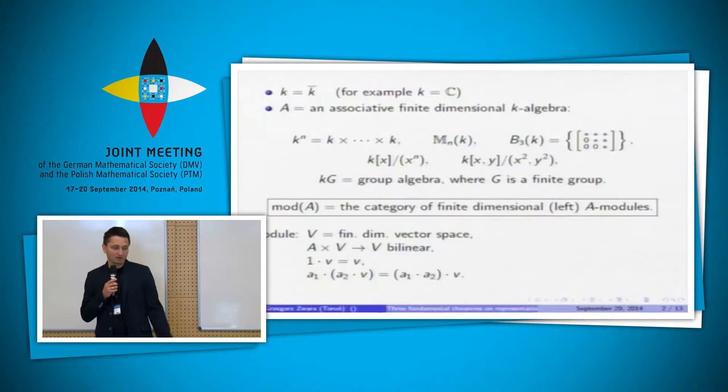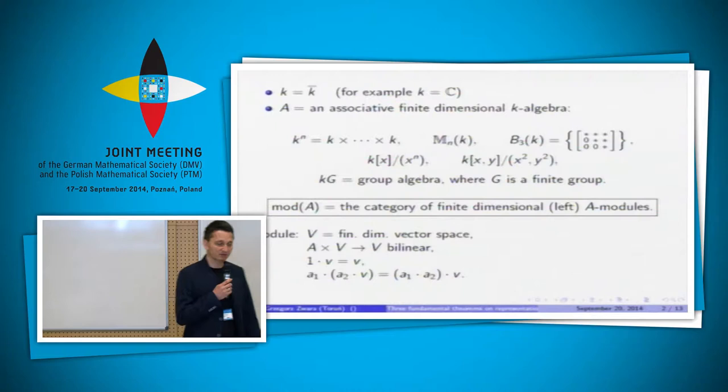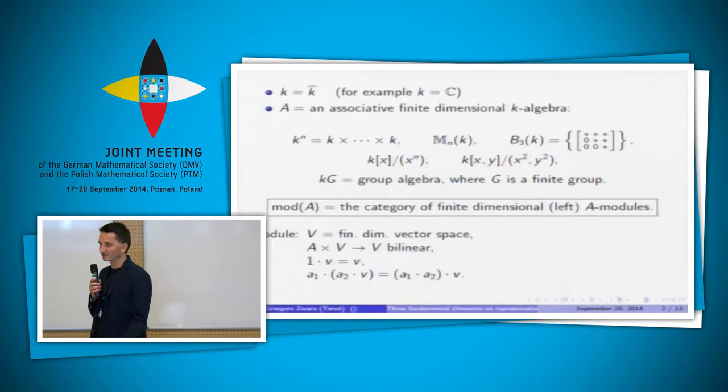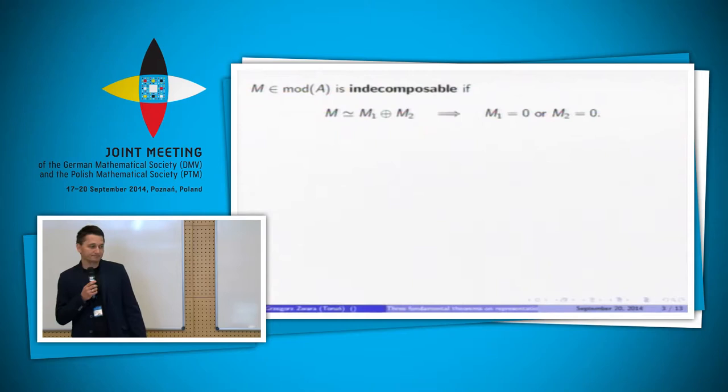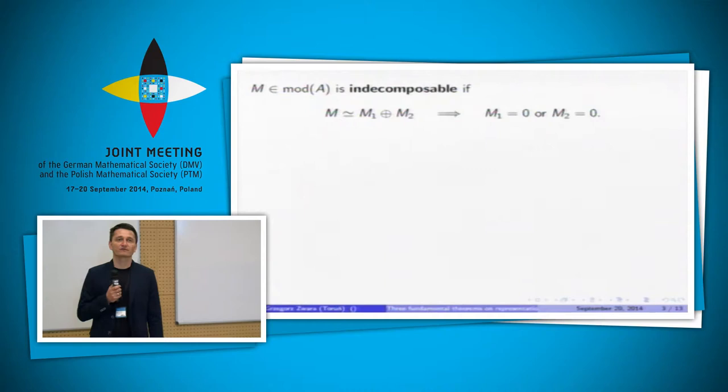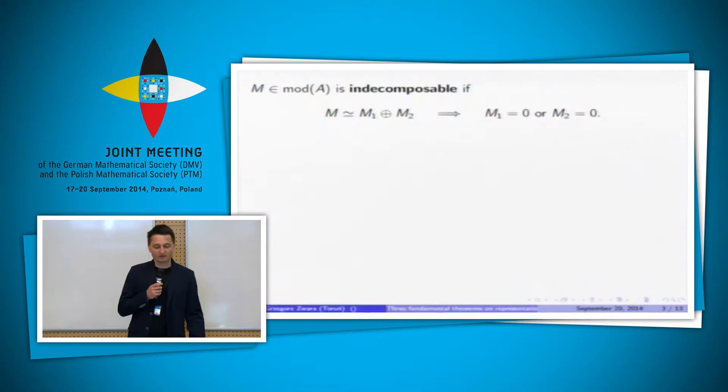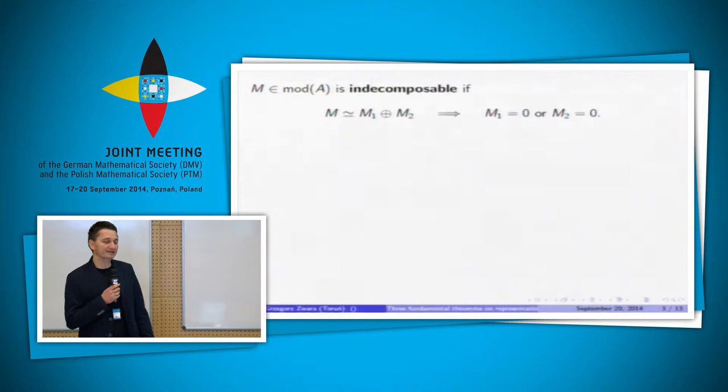Of course, if we talk about a category, we consider modules and homomorphisms between them. Homomorphisms are linear maps of the underlying vector space which commute with the action of A. In order to study this category of modules, it's important to consider indecomposable objects. A module is called indecomposable if the following condition is satisfied: if M is isomorphic to a direct sum of two other modules, then at least one of them must be the zero module.